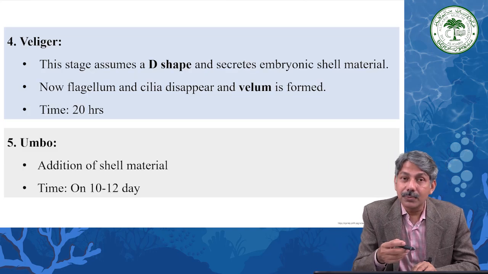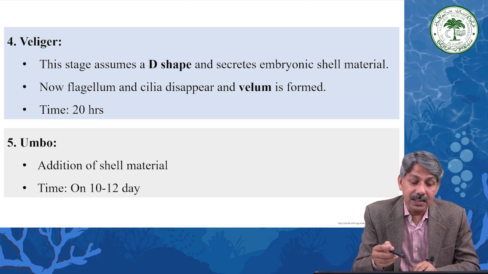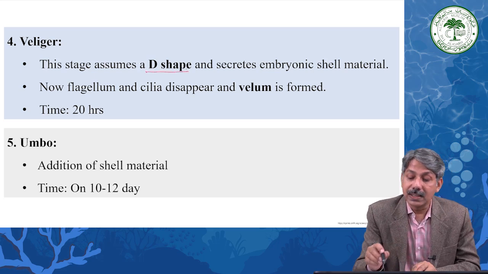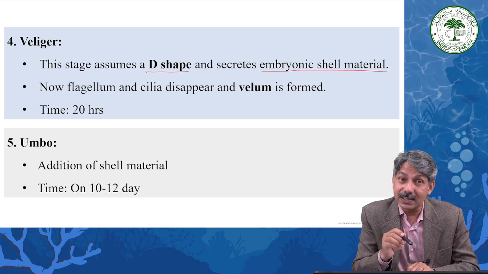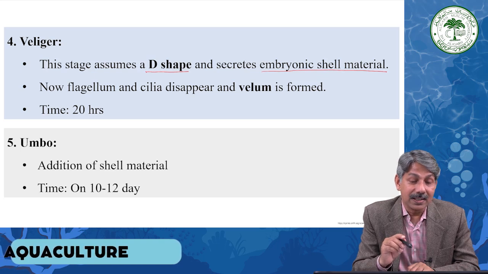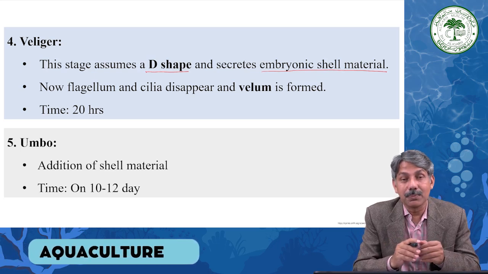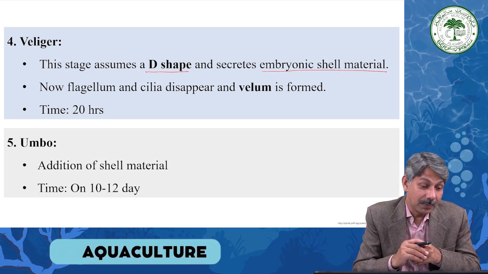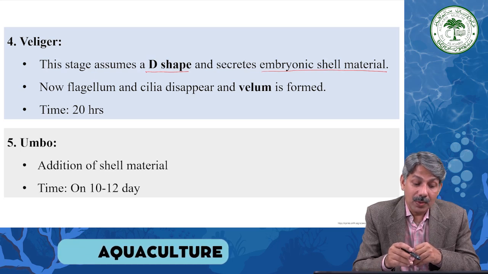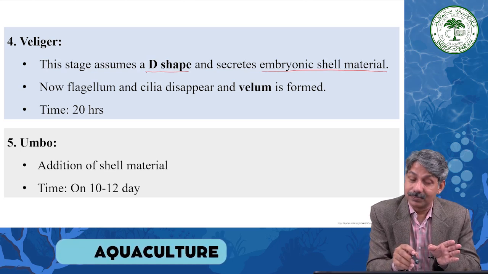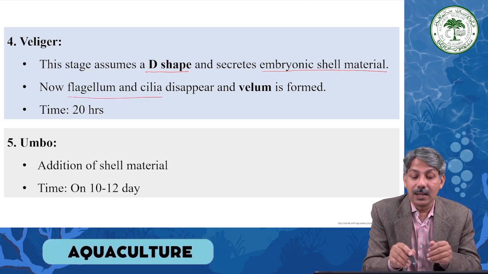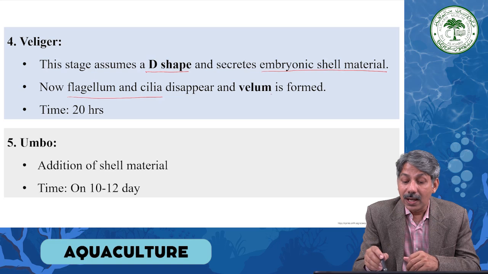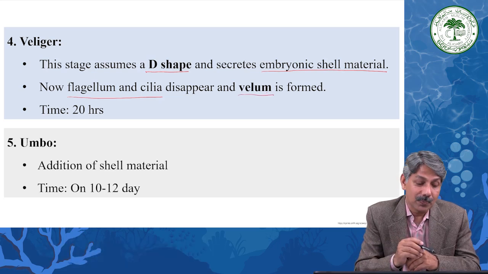The next stage of development is the veliger. This stage assumes a D shape and secretes embryonic shell material. From the veliger stage, embryonic shell material is secreted, and the peculiar D shape starts developing. Now, flagellum and cilia disappear. So, the veliger stage is characterized by the disappearance of flagellum and cilia, and the velum is formed.